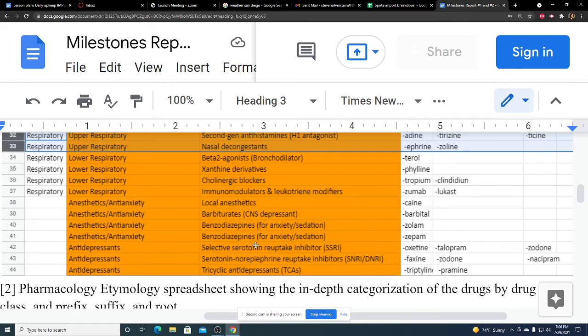Let me see, anti-anxiety medication. Oh, ketamine. That's intense. SNRIs, benzo.